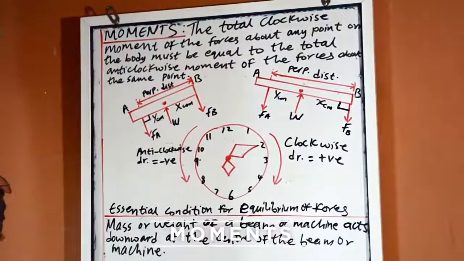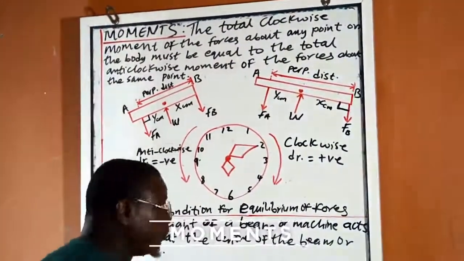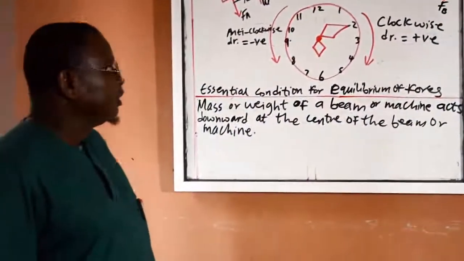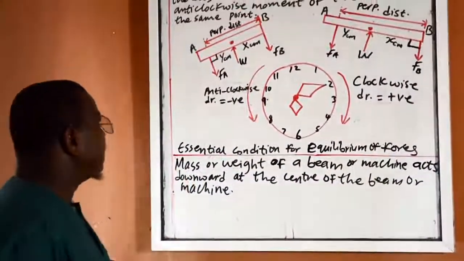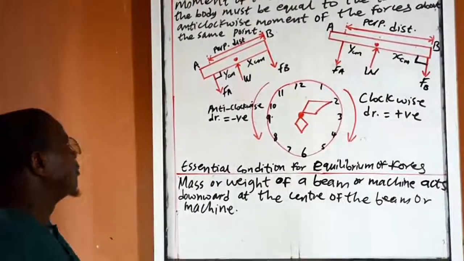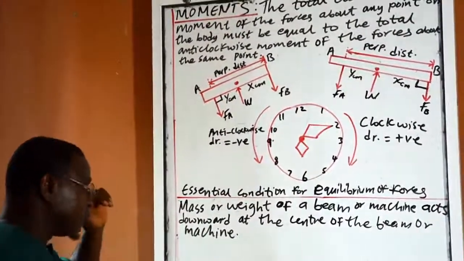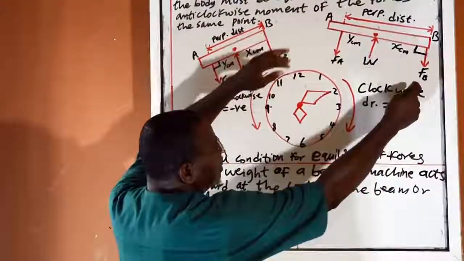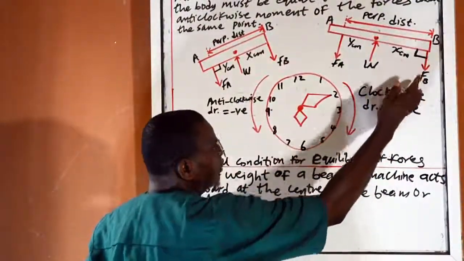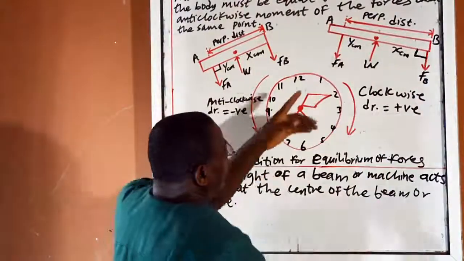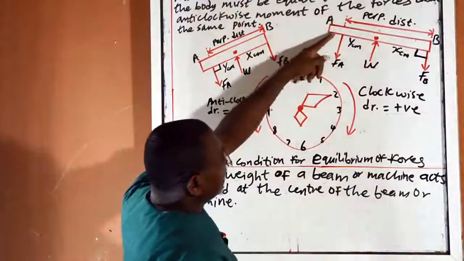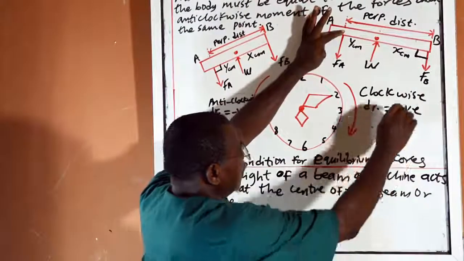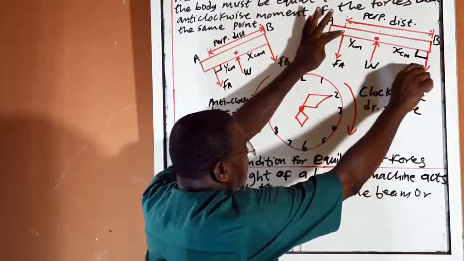Moment. The total clockwise moment of the forces about any point on the body must be equal to the total anti-clockwise moment of the forces about the same point. When you pull this force, you want to take moment of these forces, and you take moment about FA. This FA will be static. Then you continue to pull this one down.